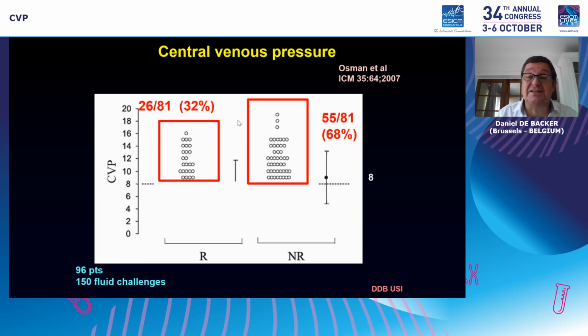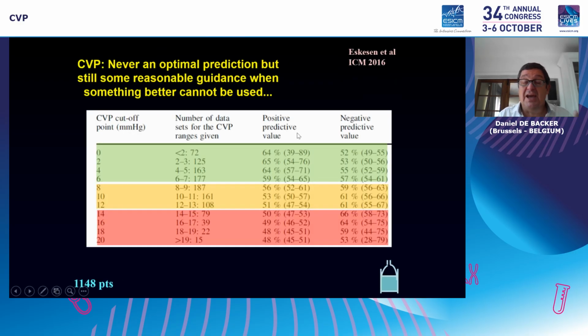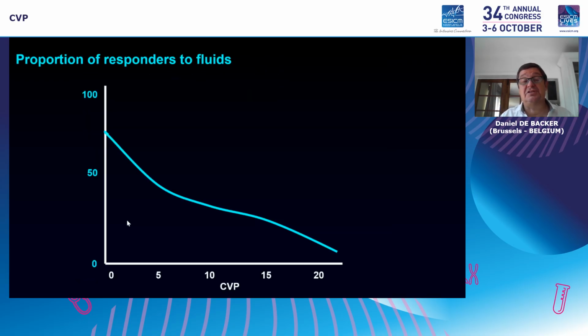When you look again at this variable here, above 8, most patients did not respond to fluids. And indeed, many trials look at that, and below 6, most patients respond to fluid. Above 14, most patients do not respond to fluid. So the negative predictive value when we have a high CVP value and the positive predictive value when we have a low CVP value are quite good, and so we can still use these variables to guide resuscitation.